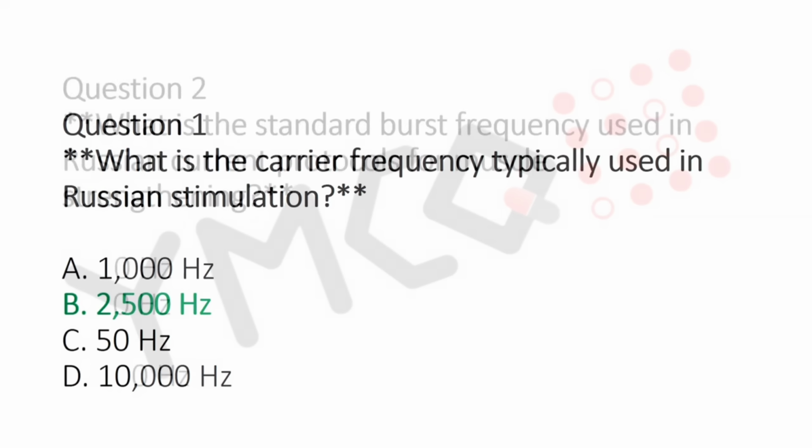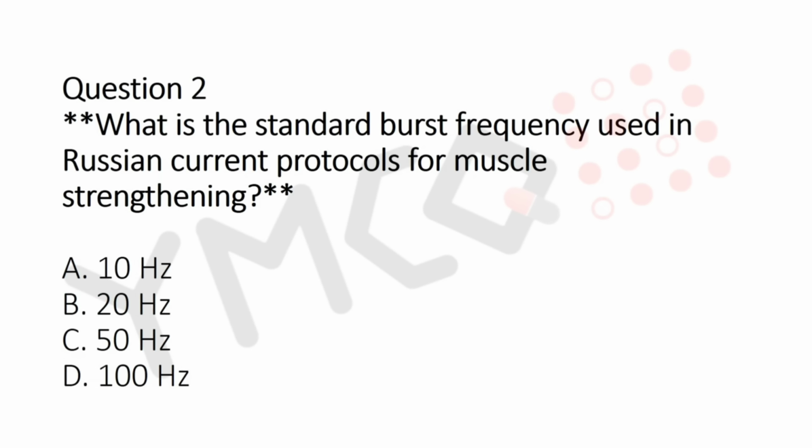Now let's move to question number 2. What is the standard burst frequency used in Russian current protocols for muscle strengthening? Option A, 10 Hz. Option B, 20 Hz. Option C, 50 Hz. Option D, 100 Hz. And the answer is option C, 50 Hz.